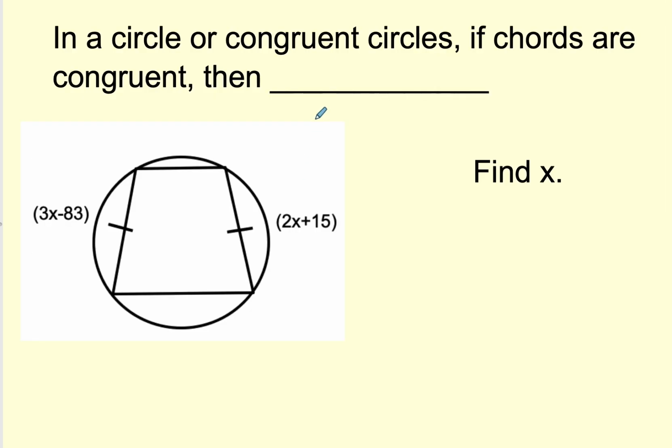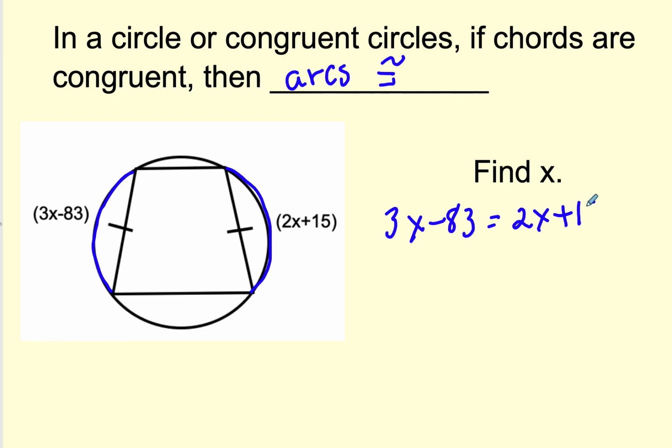All right, so let's take a look at this. We have some chords that are congruent, and so this refers to the arc measure, how long this arc is and how long this arc is right here. So then we know the arcs are congruent. So we're going to set these two equal to each other. And I am going to subtract 2x on both sides. And then I'm going to add 83 to both sides, so that's going to be 98. So x will be equal to 98.